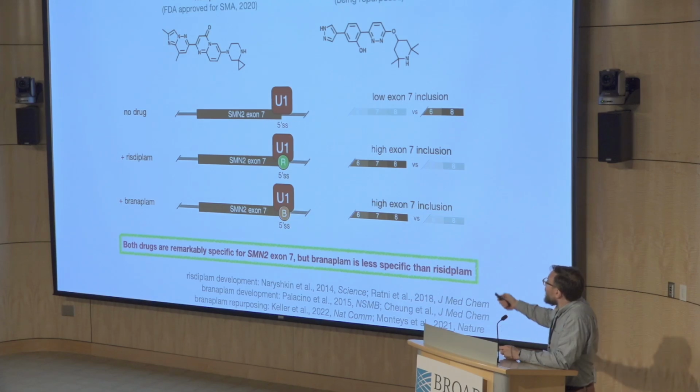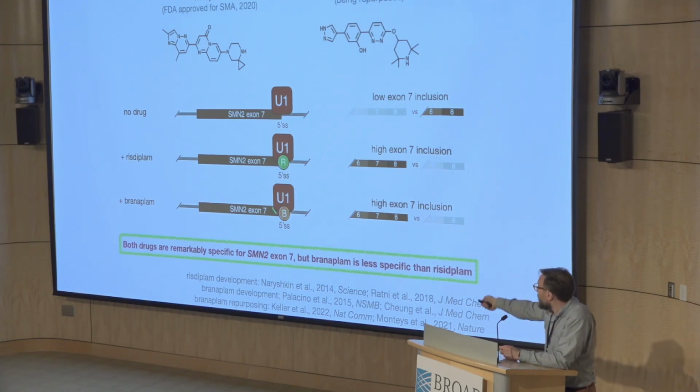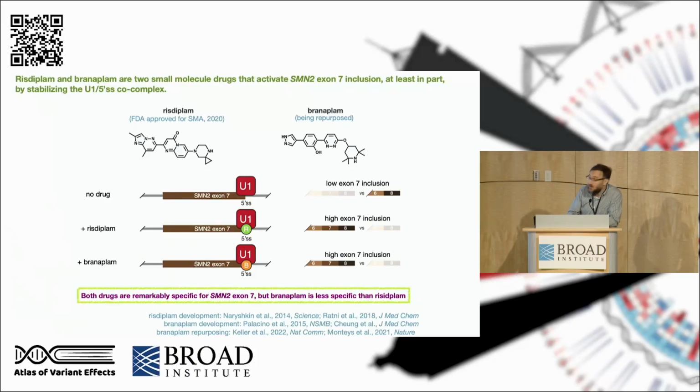Risdiplam and branaplam both work, at least in part, by stabilizing the binding of the U1 snRNP to the 5' splice site of SMN2 exon 7. In the absence of drug, U1 does bind the 5' splice site, but it does so somewhat weakly. This is a non-canonical 5' splice site, and as a result, you get low exon 7 inclusion. In the presence of risdiplam or branaplam, however, those drugs bind to the U1 5' splice site complex, stabilize that complex, and thereby increase the inclusion of exon 7.